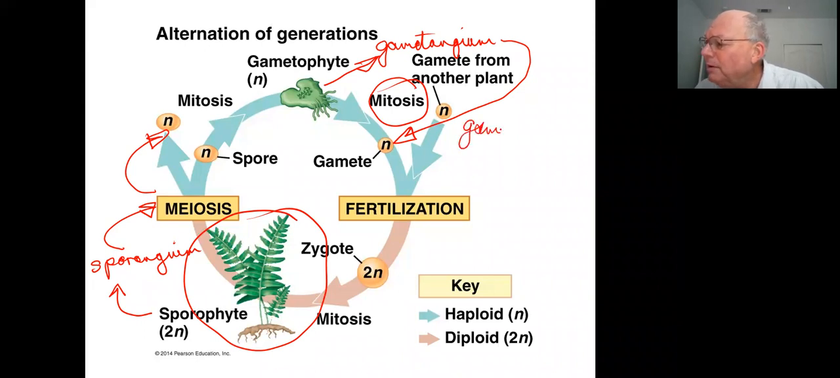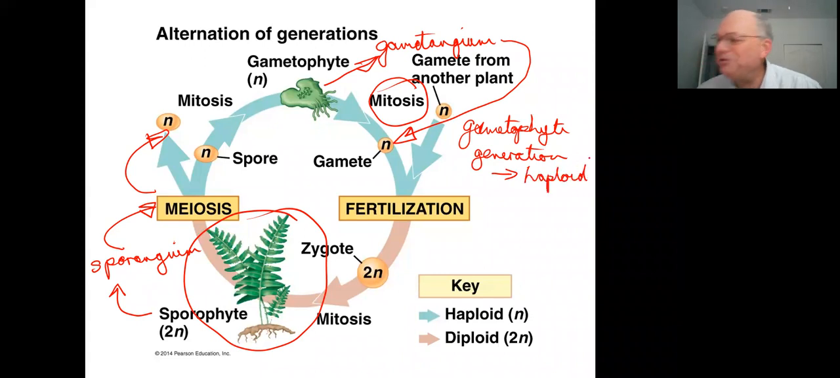So gametophyte generation is haploid. So anything that is haploid is considered to be part of the gametophyte generation. So that means that spores, even though they are the product of the sporangium and the sporophyte, are considered to be part of the gametophyte generation because they are haploid.